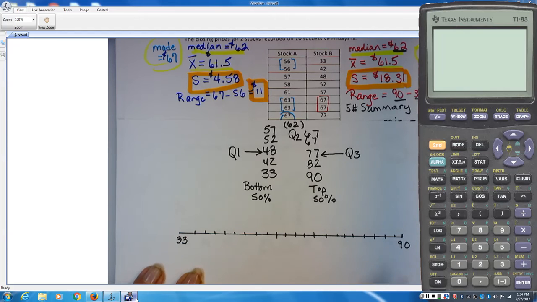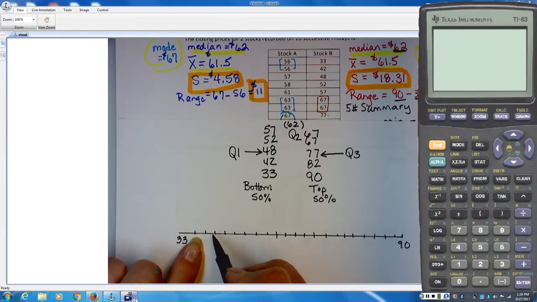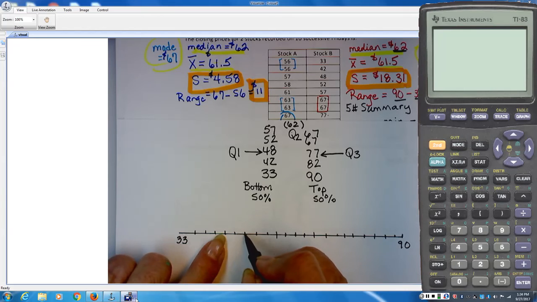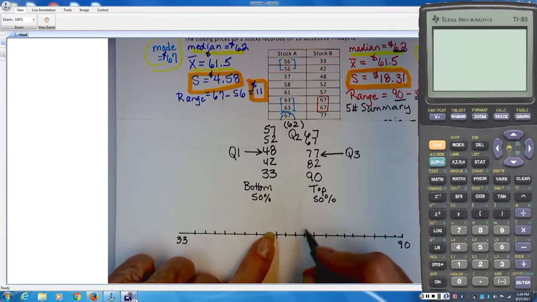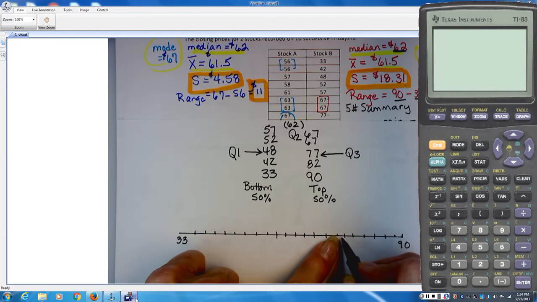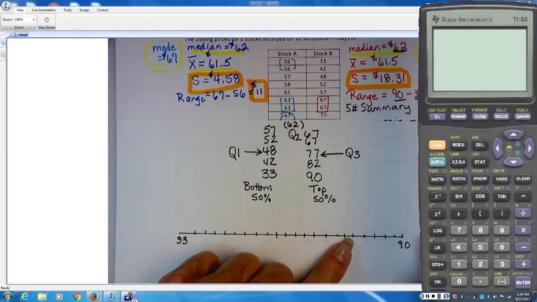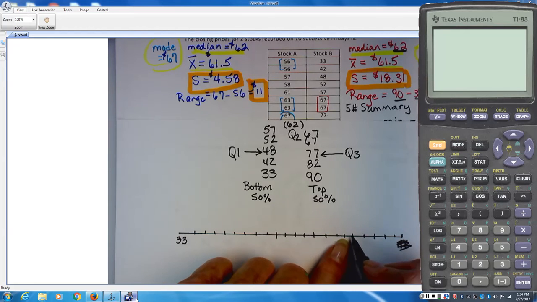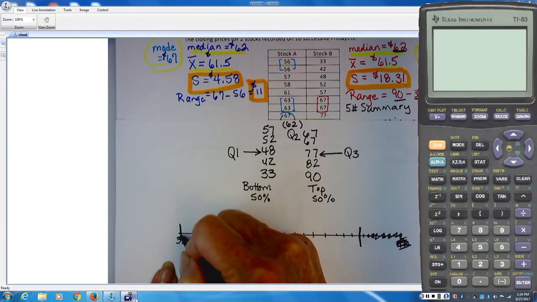So assuming all of these measure about 3, that will be 36, 39, 42, 45, 48, 52, 55, 58, 61, 64, 67, 70, 72, 75, 78, 81, 84, I think I went too far. 81, 84, 88, 91 is right here, so I don't need this much of the number line. Here's 90. And here's 33. Okay?